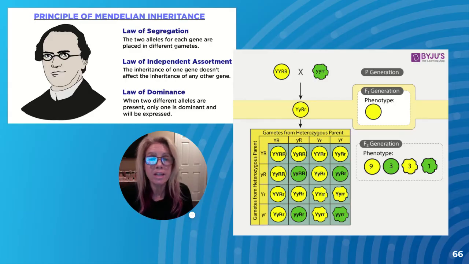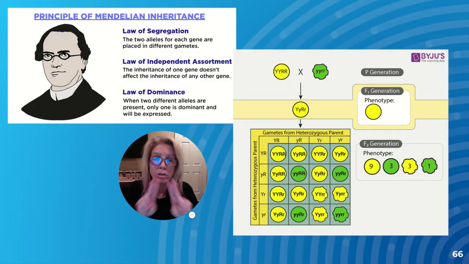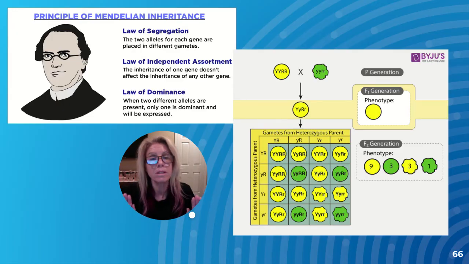The law of segregation says in your diploid organism, when you form your gametes, you're basically doing anaphase 1. You are separating the homologous pairs, then you will separate the sister chromatids in meiosis 2. So you'll separate the Ys from each other. No gamete will receive 2 Ys, and you will separate the Rs from each other. That's the law of segregation.